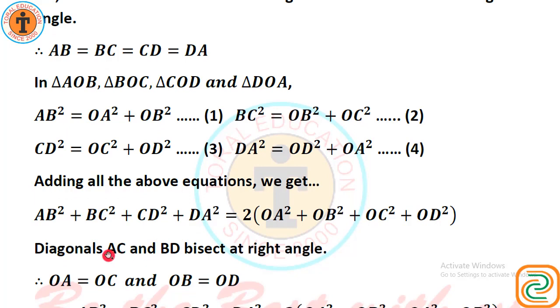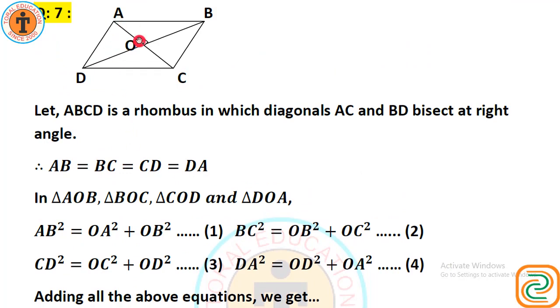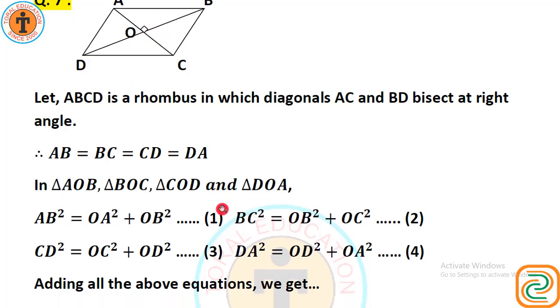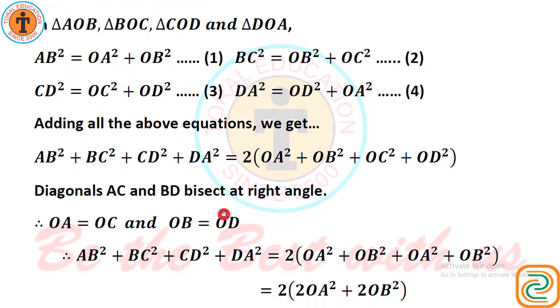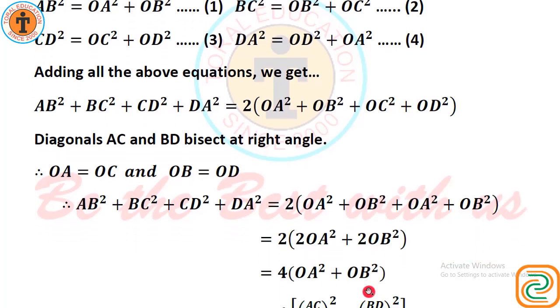Diagonals AC and BD bisect at right angle. Therefore, OA equals to OC and OB equals to OD. Right? So we can put some values here. OC equals to OA, OD equals to OB. Again 2 common. So 4 times (OA square plus OB square).